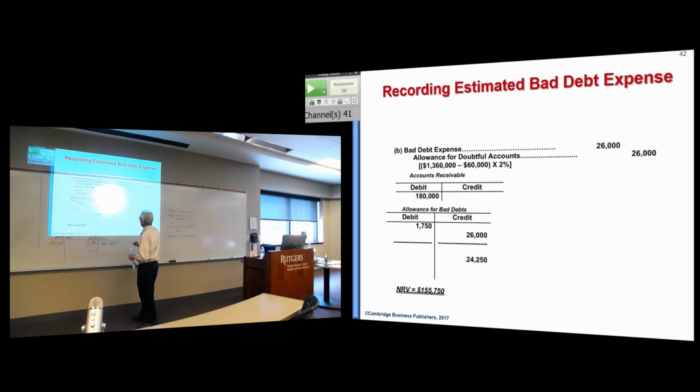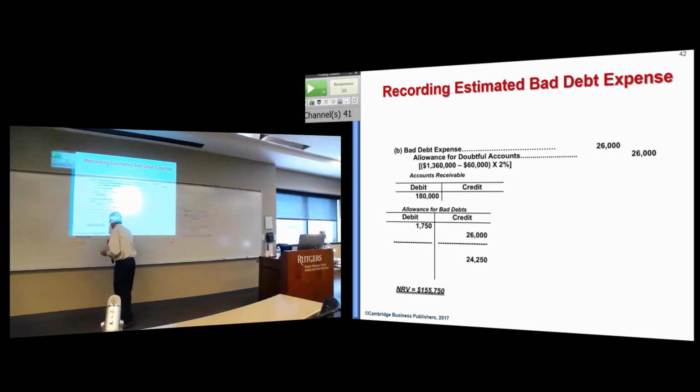Did I change that debit balance in here? Wait, did I do something wrong there? I think that looks different, right? Oh, I changed the debit balance, I'm sorry. So I said assuming you have a debit balance there of $1,750. Sorry about that. Okay, so I changed the assumption, and the adjustment is $24,250.